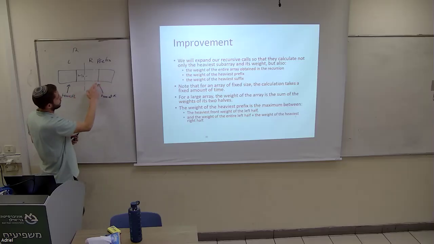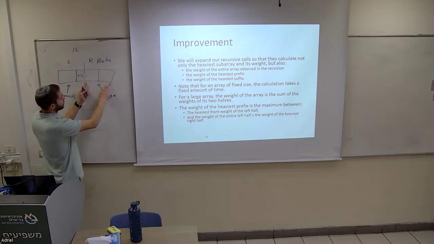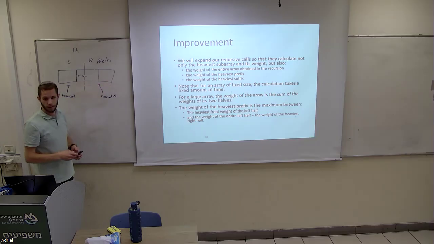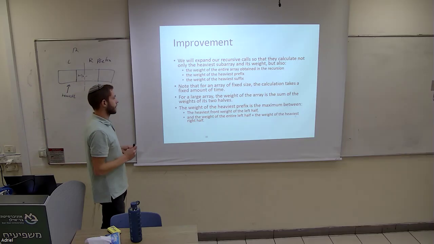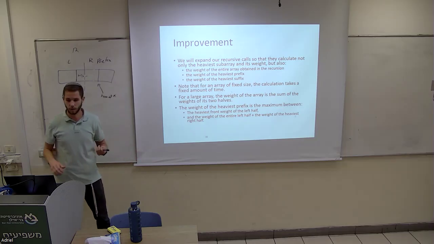Same thing for the suffix. If we want the suffix of this whole thing, we just take either the heaviest suffix of this half, or all of this plus the heaviest suffix of that half. And that all happens in O of 1.